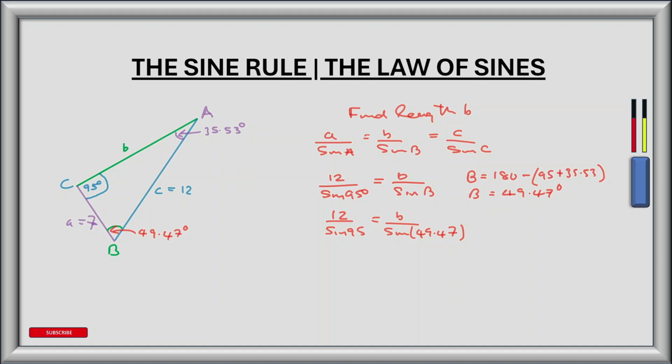Rearranging this equation, b is equal to 12 times the sine of 49.47 divided by the sine of 95 degrees. If we get our calculators out, that becomes 12 times the sine of 49.47, which is 0.76, divided by the sine of 95 degrees, which is 0.996. So this is equal to 9.12 divided by 0.996. So b is equal to 9.15.